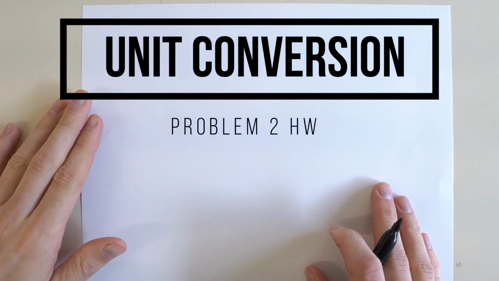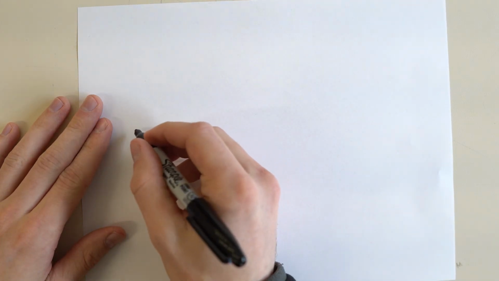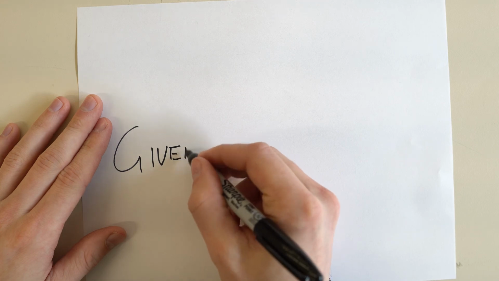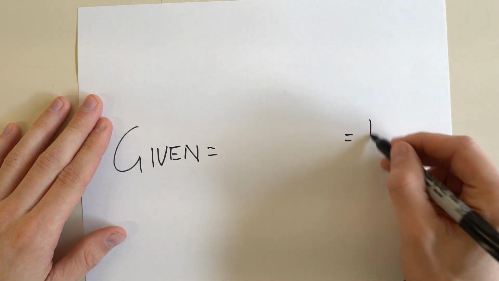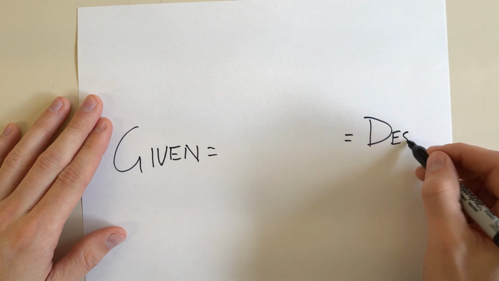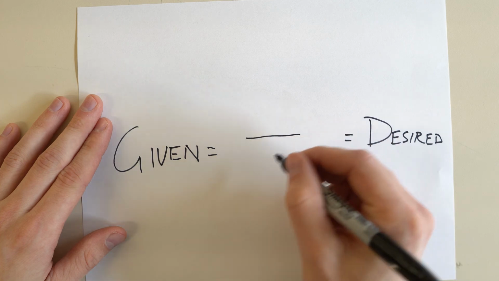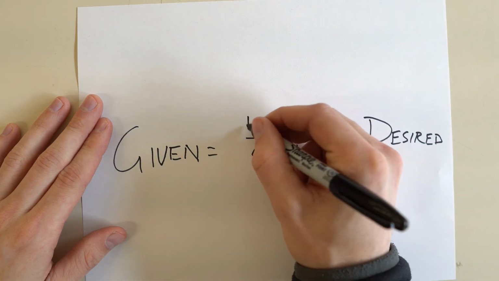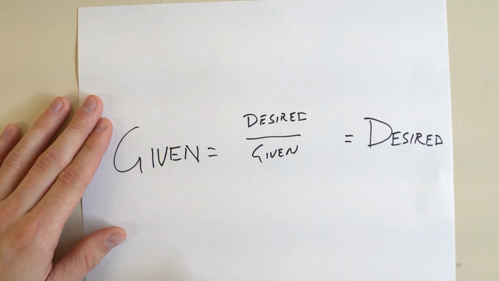We're doing unit conversions, and the important part about unit conversions is that we have our given units, and to turn our given units into our desired units, we have to put them under. So we have given and desired. So that's what we're working with here, given and desired.